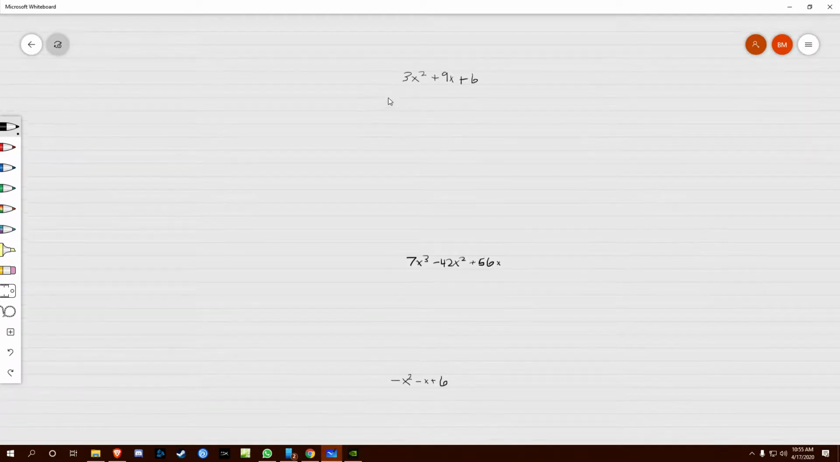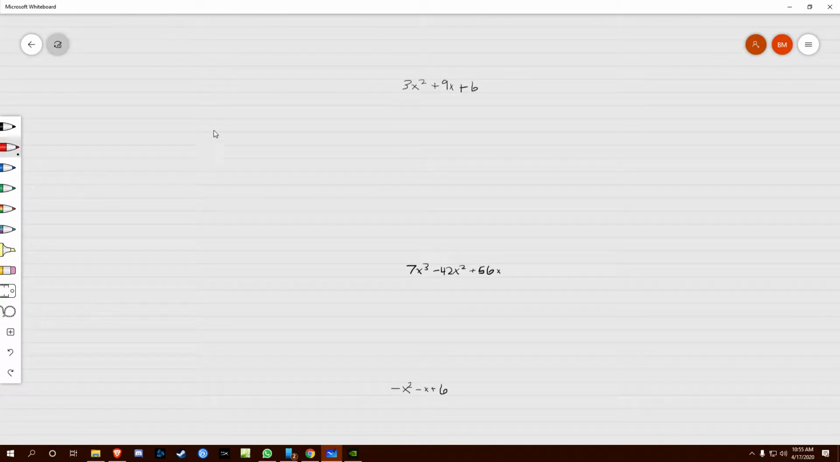that would help? Is there a common factor between terms? So if I look at this problem, I see 3x squared plus 3 times 3x plus 3 times 2. So what happened was I recognized that 3, 9, and 6 all share a common factor of 3.